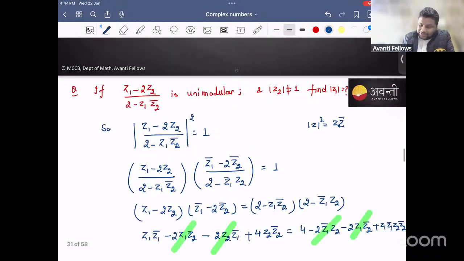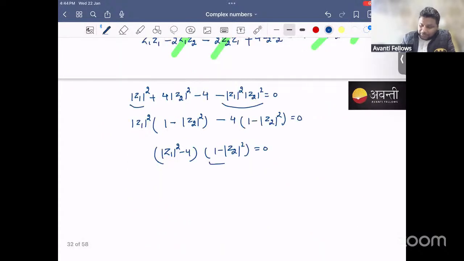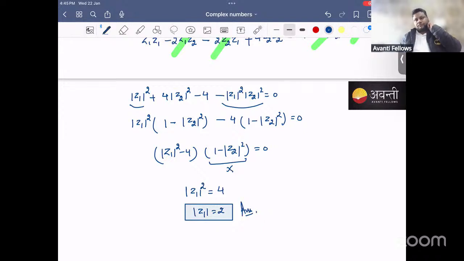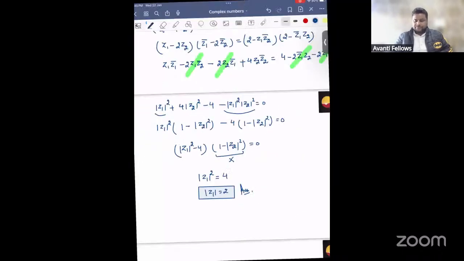Now they are already saying that magnitude of Z2 is not 1. That means this particular term is not going 0. That means magnitude of Z1 square is 4. So magnitude of Z1 is going to be 2. This is your answer. Am I clear? Magnitude of Z1 is 2. Very good question. Just take a look at it.